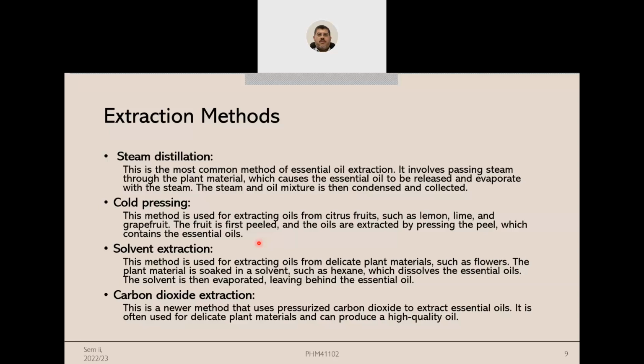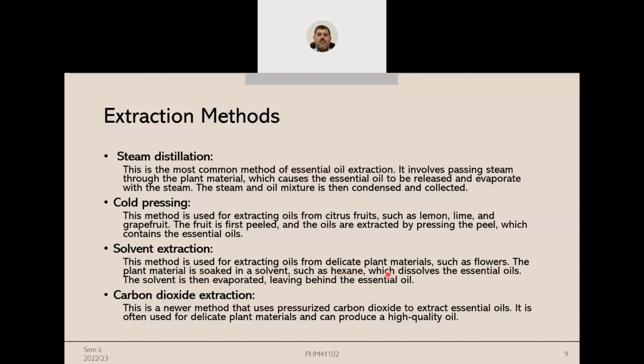So the suitable method depends on the nature of the plant and the ingredients in the extract or the essential oil. Oils can also be extracted using solvents like hexane or methanol. Different solvents can be used. This method is used for extracting oils from delicate plant materials like flowers. The plant material is soaked in a solvent such as hexane. As I told you, alcohols can also be used, like methanol, ethanol, and so on.